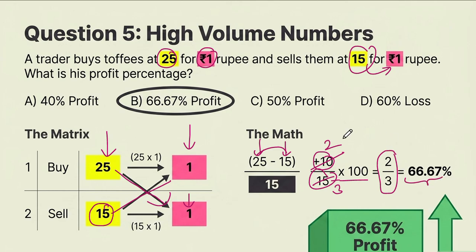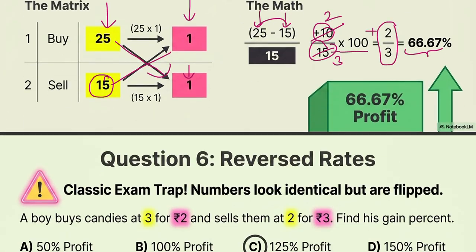Otherwise, no need to work out the full thing. A positive answer means profit, so that option is wrong. In the three options we have profit percent, but for 2 by 3 we cannot solve fully, we'll get the answer in decimal. That means this option is also wrong, and this option is also wrong. So the correct answer is B. Next question.